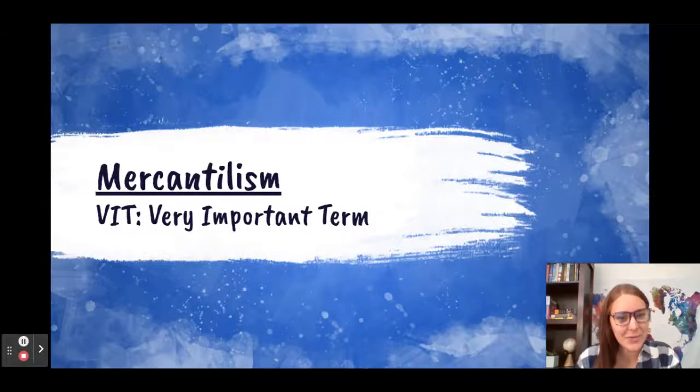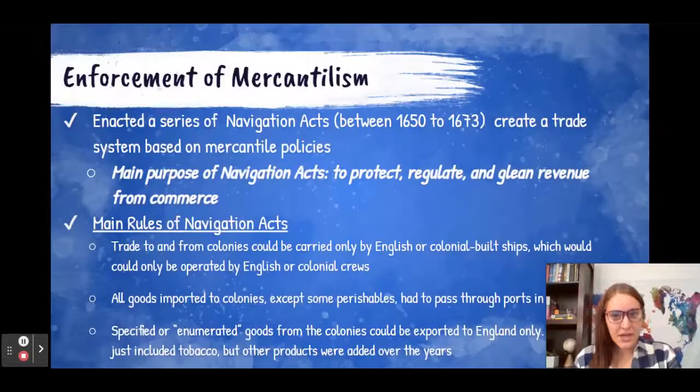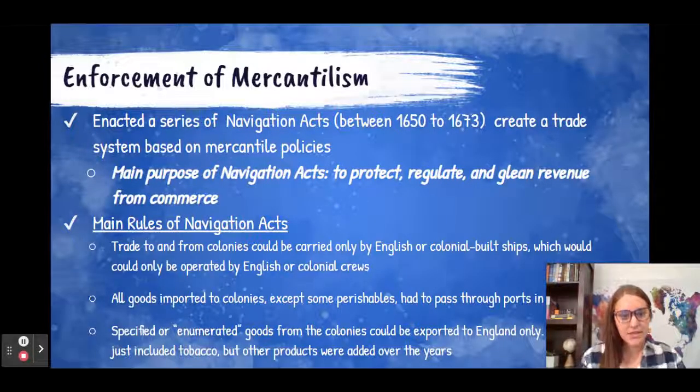We've got mercantilism from period 2. Here's your quick definition. An economic theory that encourages strict control over trade, including increased exports and decreased imports in order to increase wealth and become self-sufficient. The purpose of colonies is to enrich the parent country. So, when we're thinking about mercantilism, a country is trying to enhance their wealth and trying to control trade.